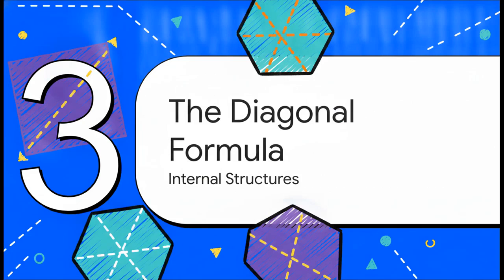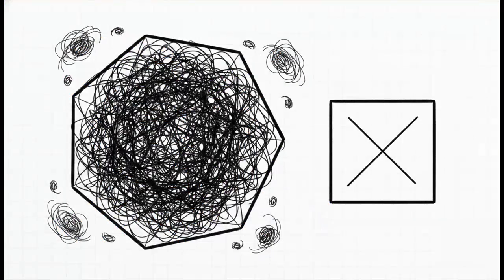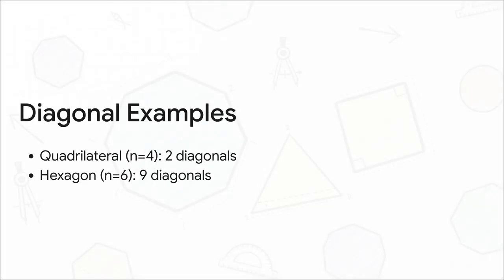Section 3. The diagonal formula, internal structures. Let's shift our focus to the hidden structural lines inside these shapes. We're talking about diagonals, the lines connecting vertices that aren't right next to each other. Now, counting diagonals by hand in a square is super easy, but what if you have a 20-gon? You'd be drawing lines all day and probably lose count. Enter the diagonal formula, 1/2 n times the quantity n minus 3. This brilliant little piece of algebra completely saves us from the tedious task of manually drawing and counting lines inside complex shapes.